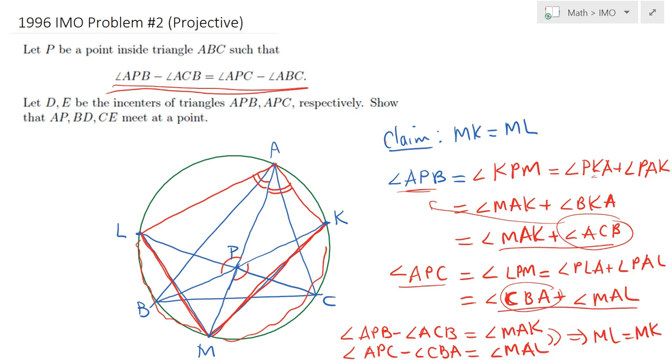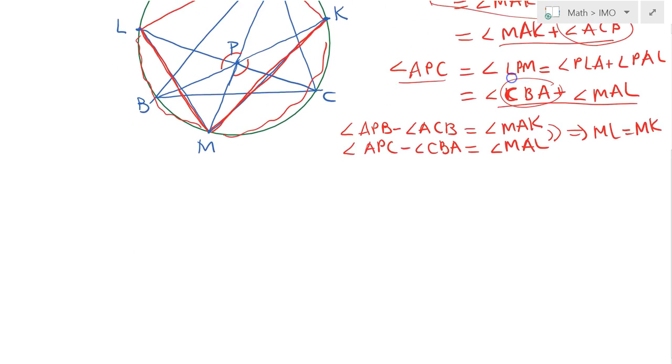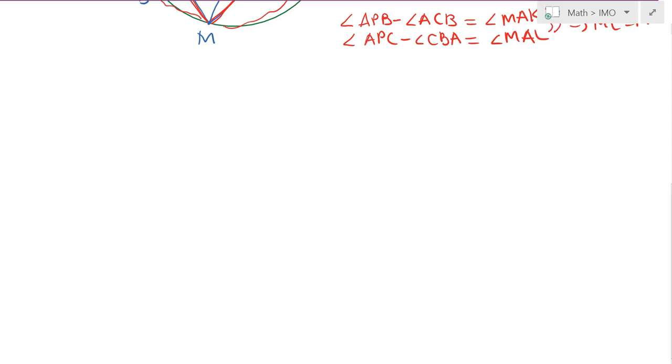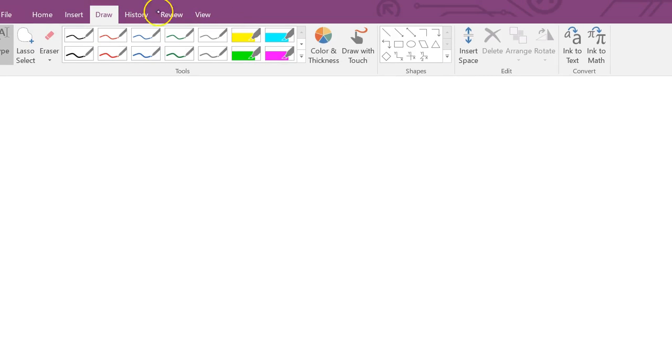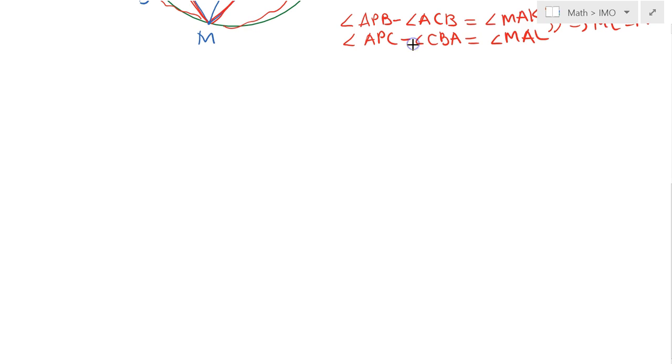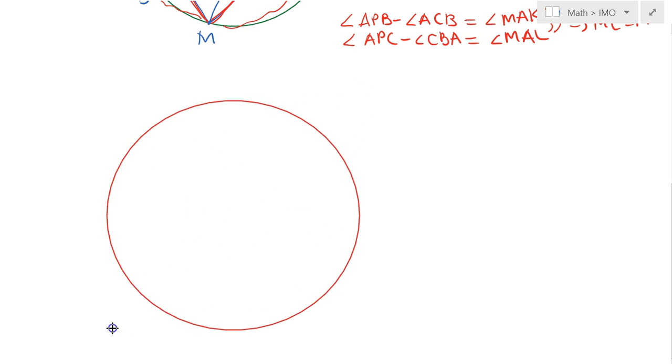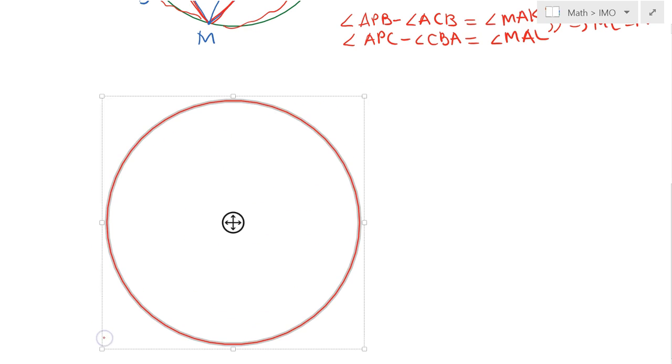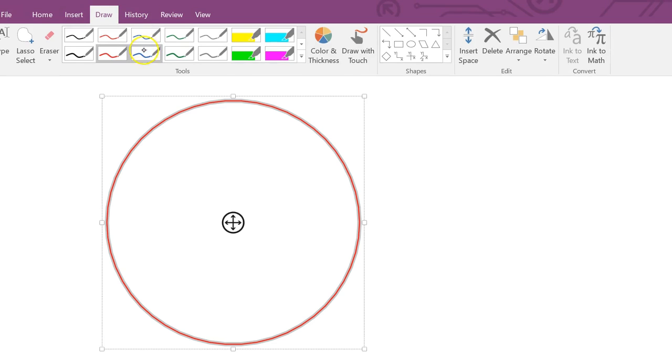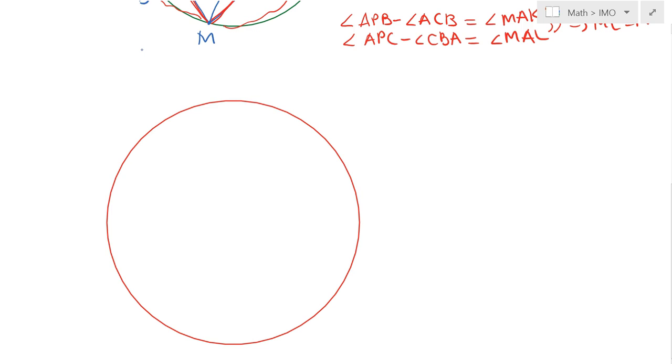Now in the second part, I will make use of this in my proof. So let me go ahead and redraw the circumcircle one more time using my drawing tools. I hope it would work. So something like that. That's the circumcircle of triangle ABC. So let me get my pencil again. Let me draw my triangle again, ABC.